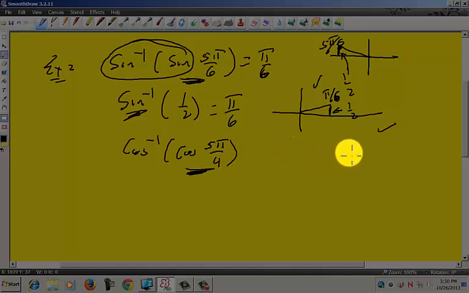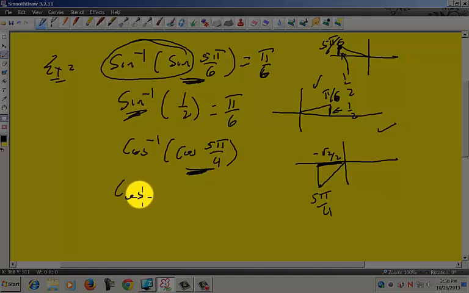Let's go find cosine of pi over 4. Okay, cosine of pi over 4. So pi over 4 is over here, and that's my 5 pi over 4. And cosine is that value, which is going to give me negative rad 2 over 2.